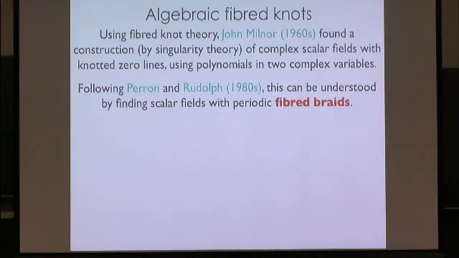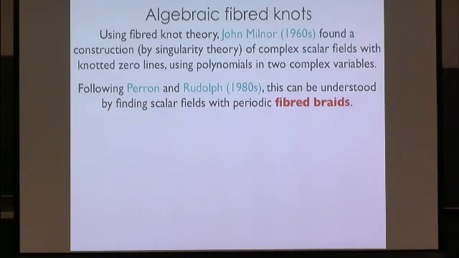And in particular, what this approach that I'll describe does, which follows the work of Perron and Rudolph, who used a similar approach to generate the figure-8 knot, is a way of actually constructing functions of space with knotted zero lines that are knots by making them follow not fibred knots, but instead fibred braids.